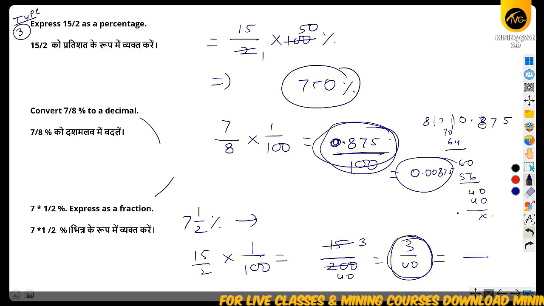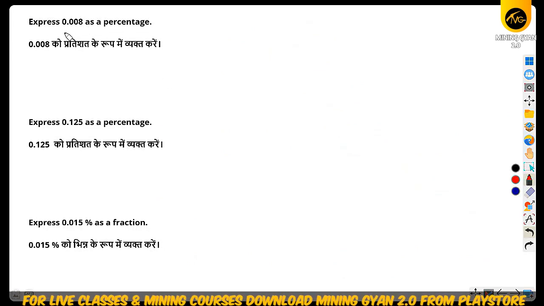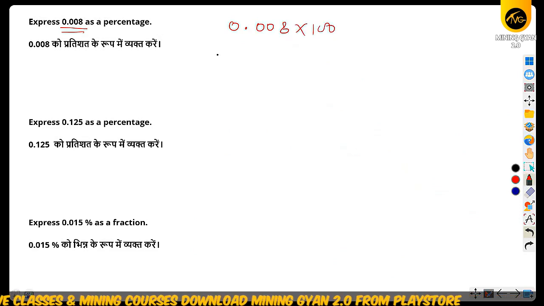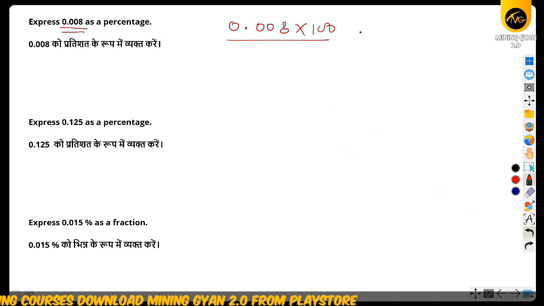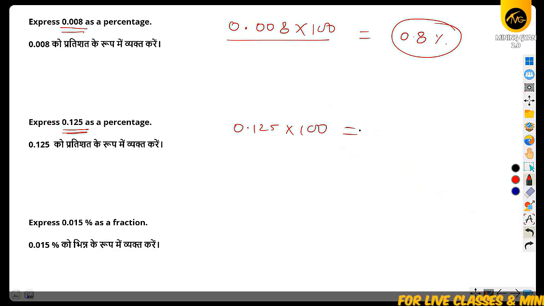Now the next type is express 0.08 as a percent. Express 0.008 as a percent. Now just multiply by 100. 0.008 into 100 and it will be converted into percentage form. So 0.8%. Similarly, express 0.125 as a percent. So 0.125 into 100 and you will get the percentage form of the decimal.